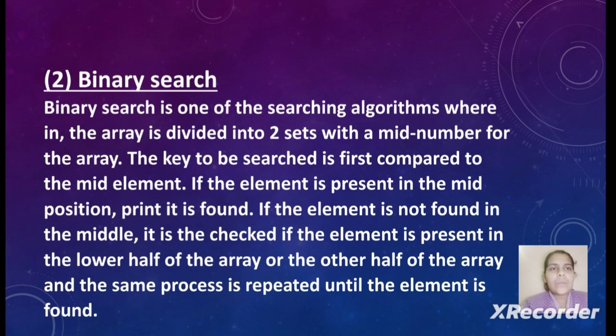Another one, binary search. Binary search is one of the searching algorithms wherein the array is divided into two sets with a mid number for the array. The key to be searched is first compared to the mid element. If the element is present in the mid position, print it is found. If the element is not found in the middle, it is checked whether the element is present in the lower half of the array or the other half of the array. And the same process is repeated until the element is found.